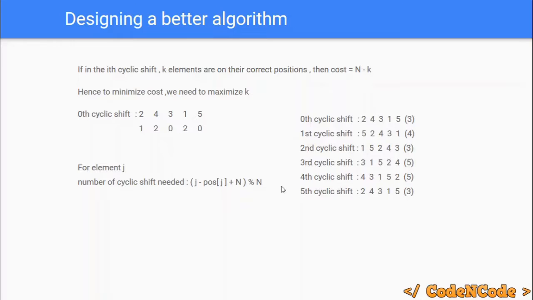Now the overall complexity will be big O of n, because for each element all you have to do is evaluate this formula. Evaluating this formula of course takes big O of 1 time, that means constant time. So for each element you perform this formula, so big O of n times a constant operation, so the overall complexity will be big O of n. So this is how you can calculate the cost of every cyclic shift in big O of n time. And the naive approach was taking big O of n square time. So big O of n is actually a really big improvement on that time complexity. So this is how you solve this problem.